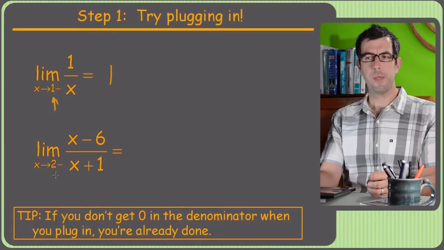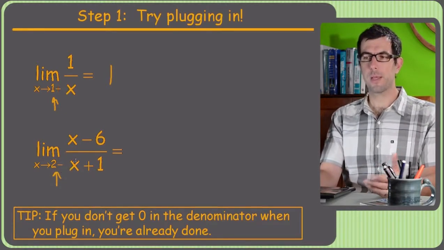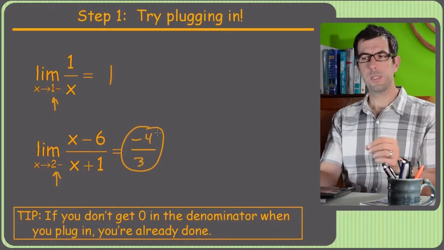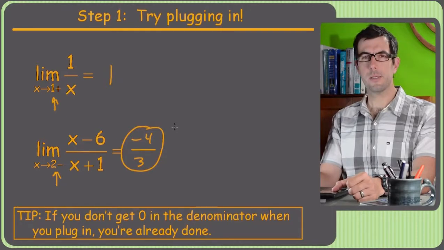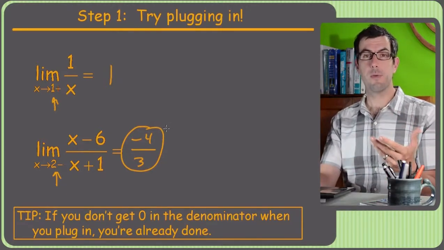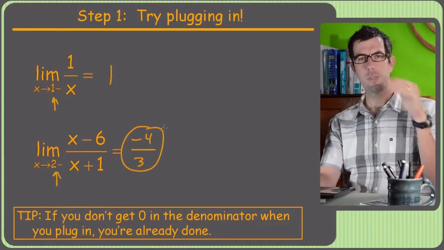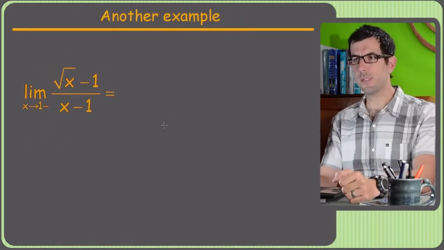But this one again, 2, it doesn't matter if you approach 2 from the left or right, either way plugging in is going to work. We just plug in 2, we get 2 minus 6 over 2 plus 1. So that's negative 4 over 3, or negative 4/3. So the reason 0 is going to be a problem is because when you divide by 0, that means infinity, right? And now it's going to be a little bit tricky. We'll have to figure out if it's going to shoot upwards or downwards. And that's what we'll get to in a second.